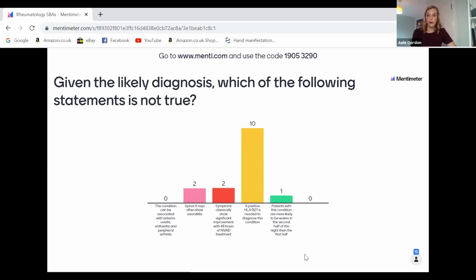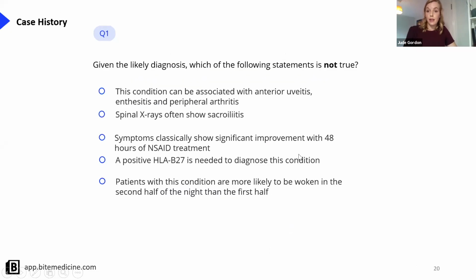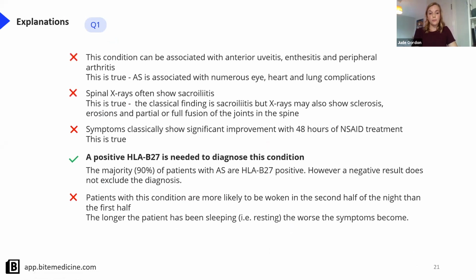So great, a little bit of a spread, but definitely the majority of you have gone for a positive HLA-B27 is needed to diagnose this condition, and you're absolutely right, that is the one that is not true of those. The suspected diagnosis here is ankylosing spondylitis, and that is strongly associated with HLA-B27. About 90% of patients are positive for that, but obviously you've got 10% of people there who aren't. So it's not needed, it's not essential for the diagnosis. It can point you in that direction, but it's not essential.